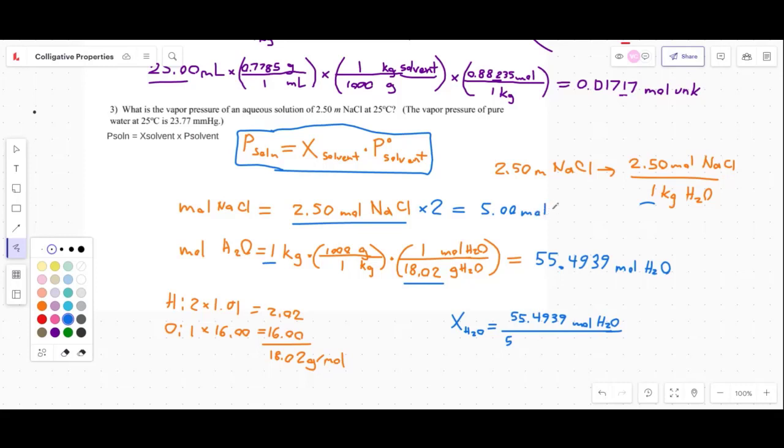I understand. It's just that my prof wanted us to assume full dissociation just to save time on the calculations. Oh yeah, yeah.